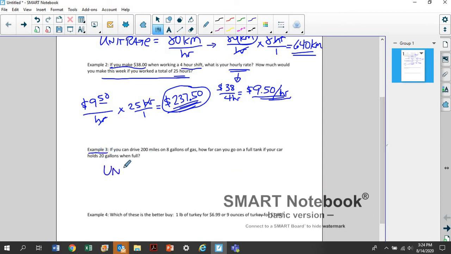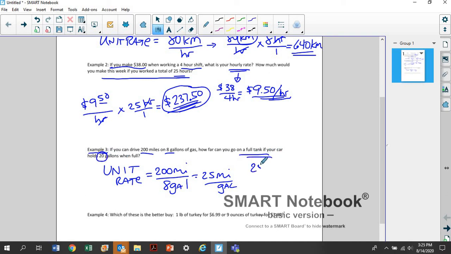Okay, so what's your unit rate? Your unit rate here is miles per gallon, 200 miles on 8 gallons of gas. So you take 200 miles over 8 gallons, and get 25 miles per gallon. Okay, how far can you go on a full tank? If your tank is 20 gallons full, then you take 25 miles per gallon, multiply by 20 gallons over 1, the gallons divide away, and you end up with 500 miles.